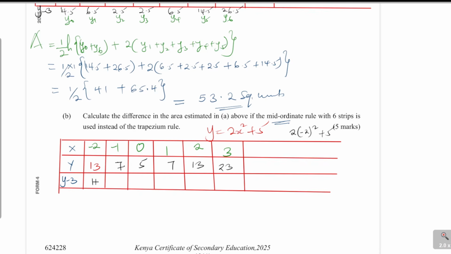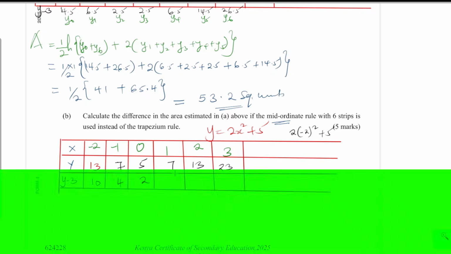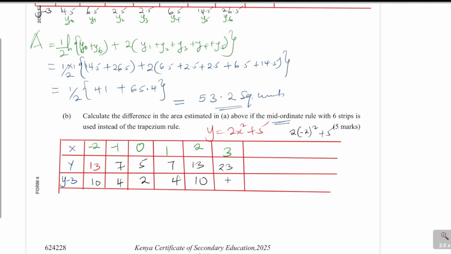13 subtract 3, you get 10. 7 subtract 3, you get 4. This you get 2. This one you get 4. This one you get 10. And this one you get 20. You're subtracting 3 from each value of y here.